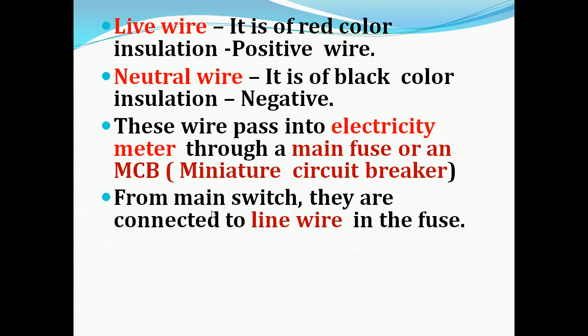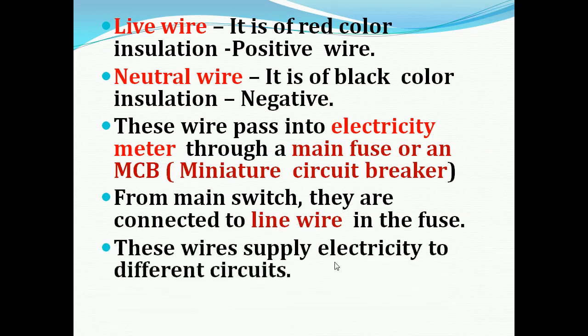So from the main switch, they are connected to line wires in the fuse. These line wires will supply electricity to different circuits. Understood, children? So live wire and neutral wire pass into the electricity meter and the main switch, then they are connected to the line wires in the fuse. These wires supply electricity to different circuits.